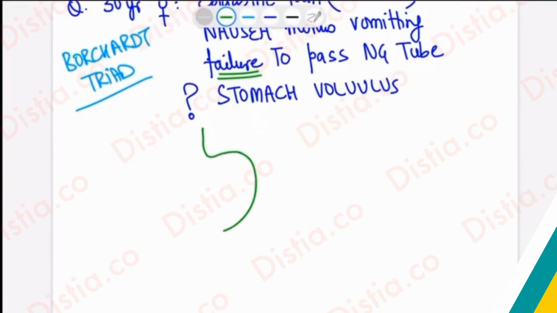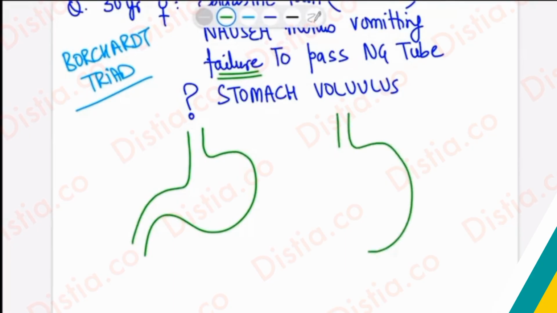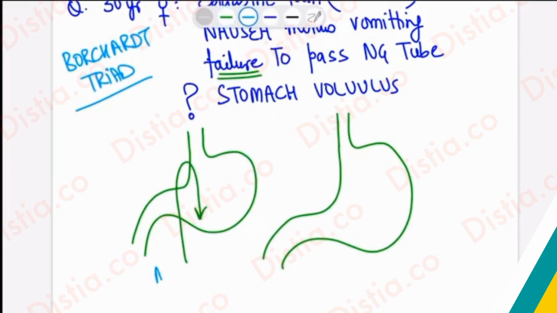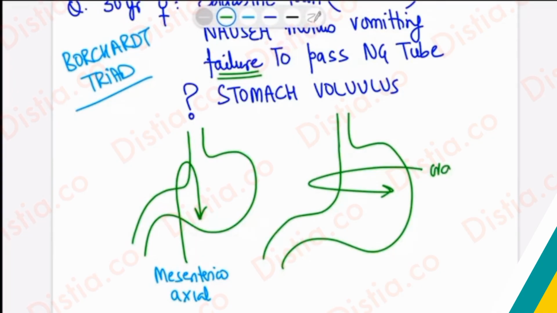You don't read this anywhere else in medical literature. Failure to pass NG tube is what you always read only with the stomach volvulus. You are aware of the fact that the stomach volvulus can either be occurring like this from bottom upwards. Inferiorly is the mesentery. So he will use the word mesenterico-axial volvulus, or it might occur like this from the lateral to the medial side. That would be referred to as organoaxial volvulus.